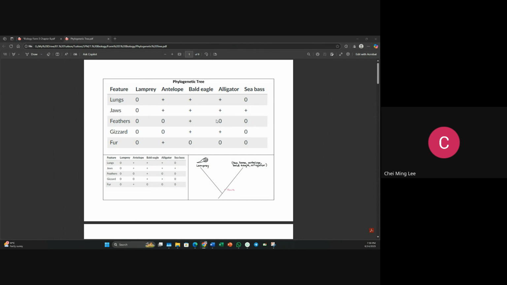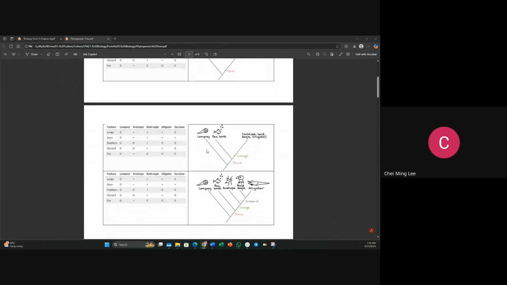So how they do it is, first, we label them. If they have the feature, we give a plus. Don't have, zero. In short, you will see that the lamprey doesn't have any. So for sure he will be the first one, because he doesn't share anything with these four. He's the only one, the first one.